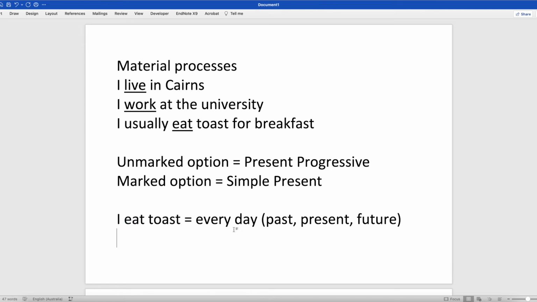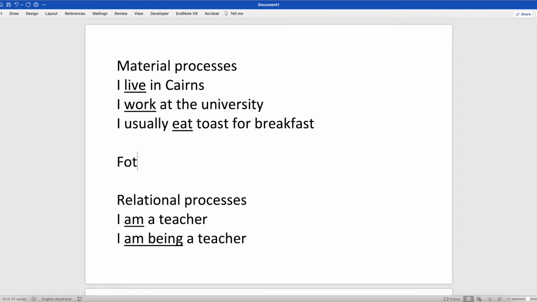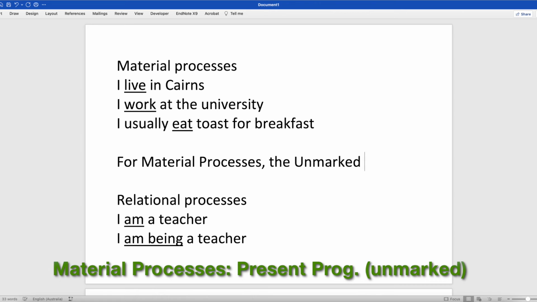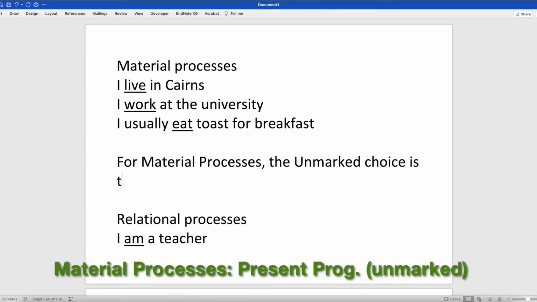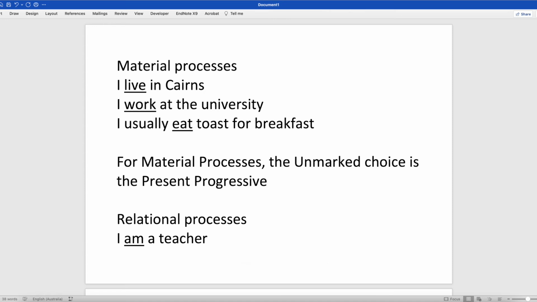All right. So, what can we say? We can say that for material processes, the unmarked choice is the present progressive. Yeah, for material processes, the unmarked verb tense is the present progressive.